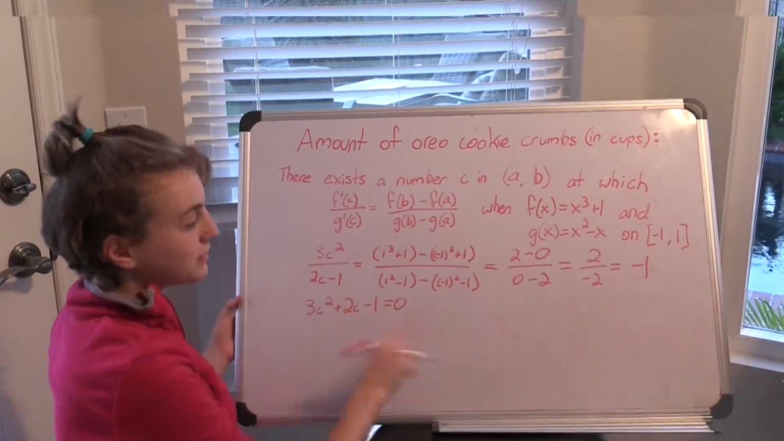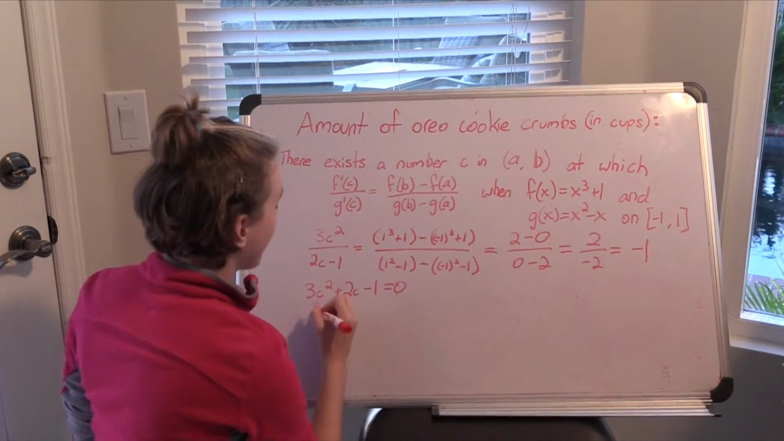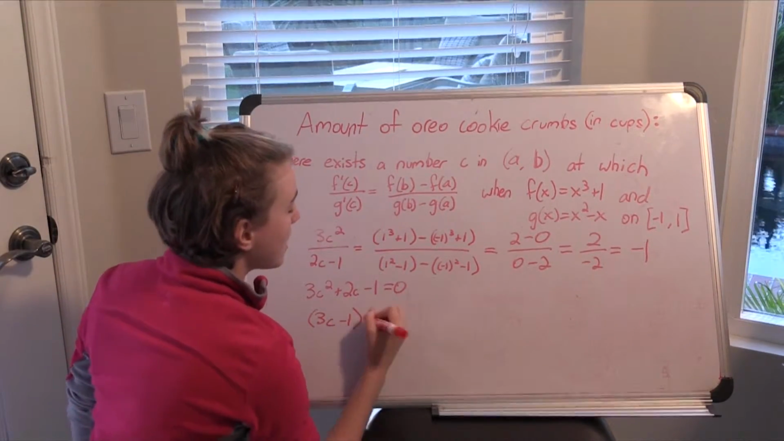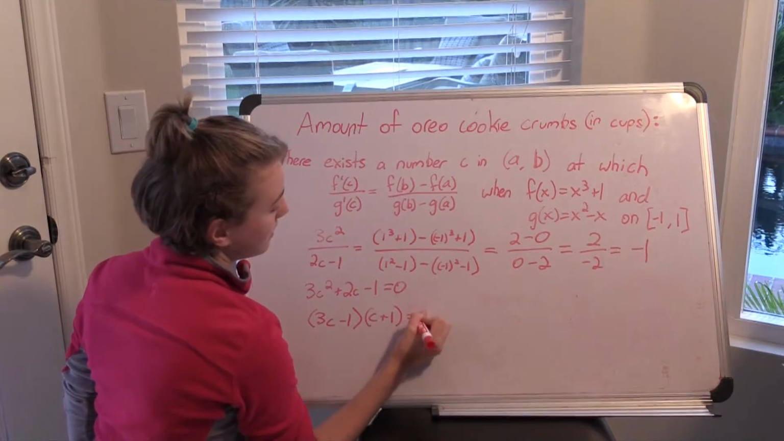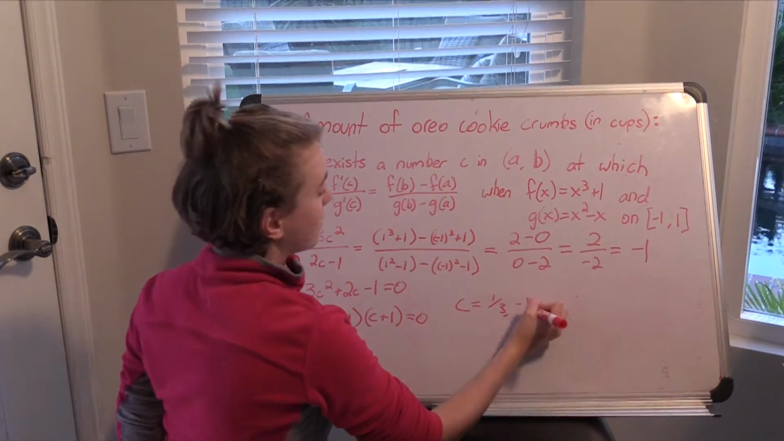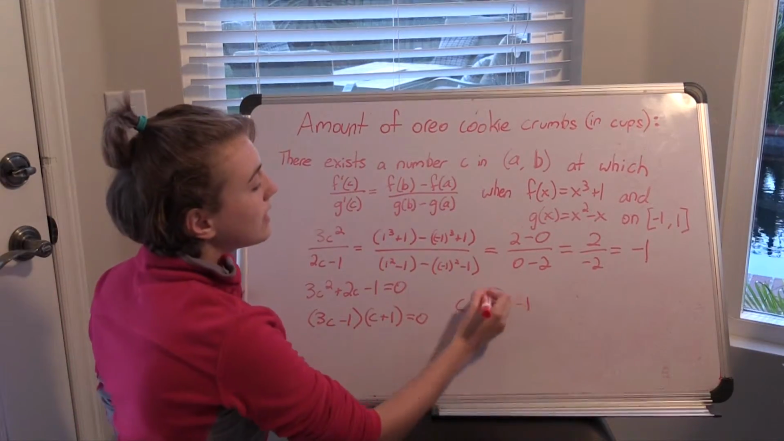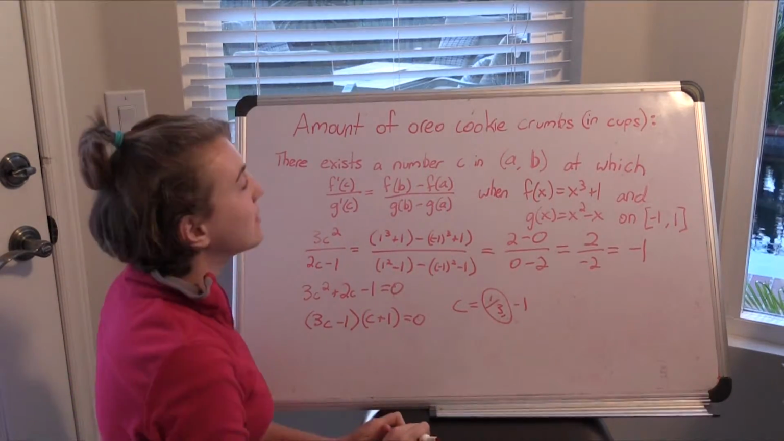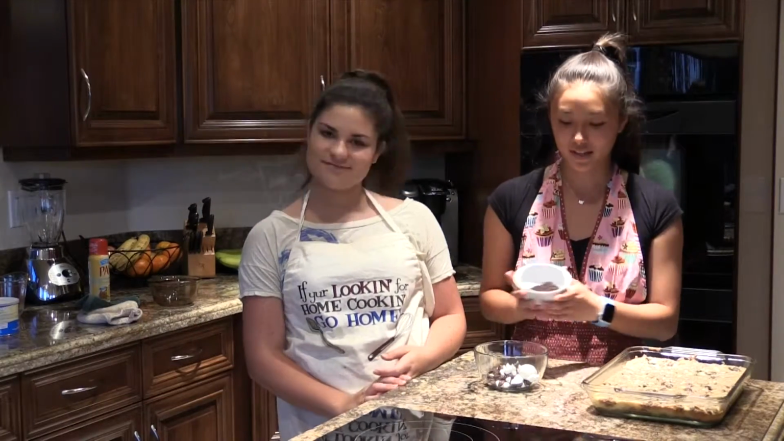And then, okay, after we did some algebra, we ended up with this quadratic equation. So if we factor that out, we're going to get 3c minus 1 times c plus 1 equals 0. So our possible values of c include 1/3 and negative 1. And we know our amount is not going to be negative, so we know the answer is 1/3, and we are going to have 1/3 cup of cookie crumbs in our recipe. Thanks, Julia. So now we're going to add a 1/3 cup of Oreos into the mixture.